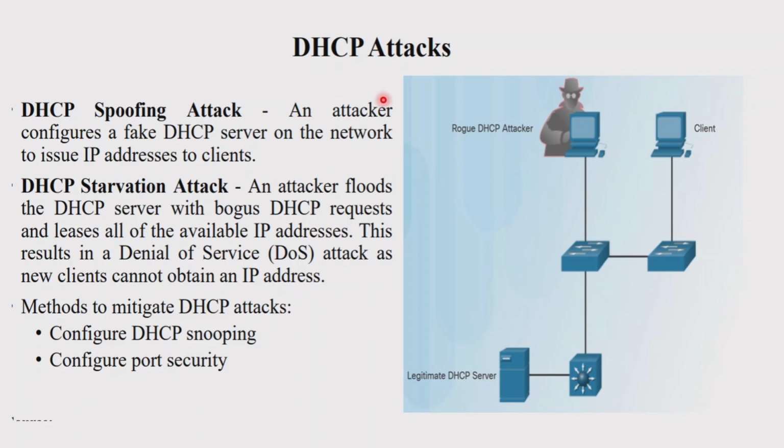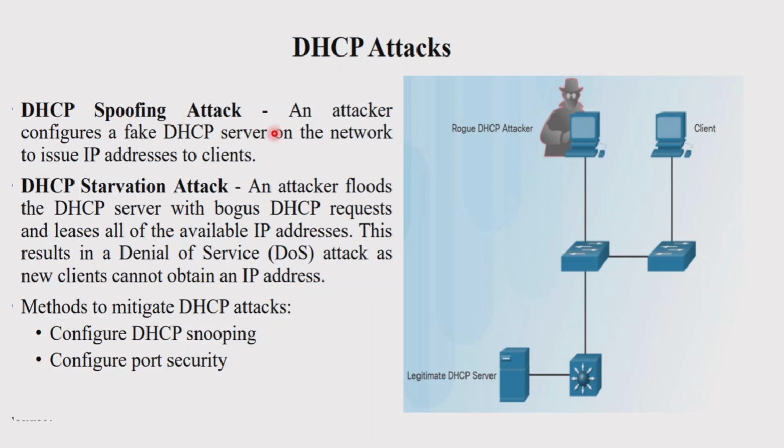Once we have completed the DHCP operation, now we will see what the possible DHCP attacks are, right? There are two possible attacks. One is called the DHCP spoofing attack. Another one is the DHCP starvation attack. We'll see what the difference between these two is, then we will perform the attack. Finally we will see how to eradicate or mitigate this particular attack, right?